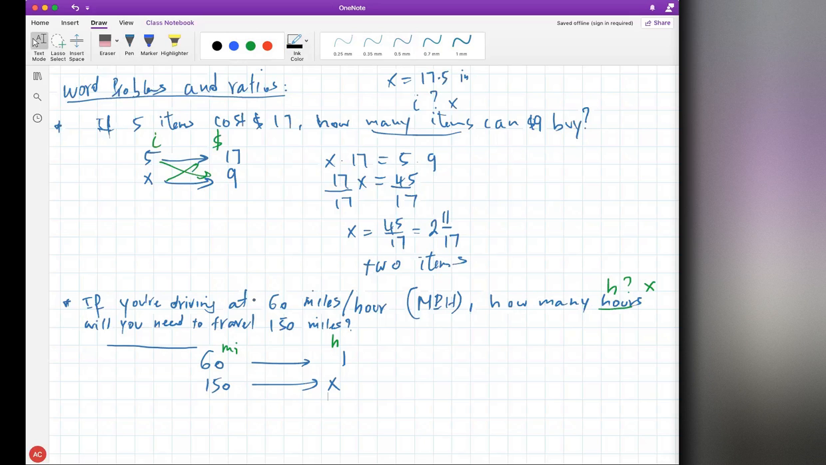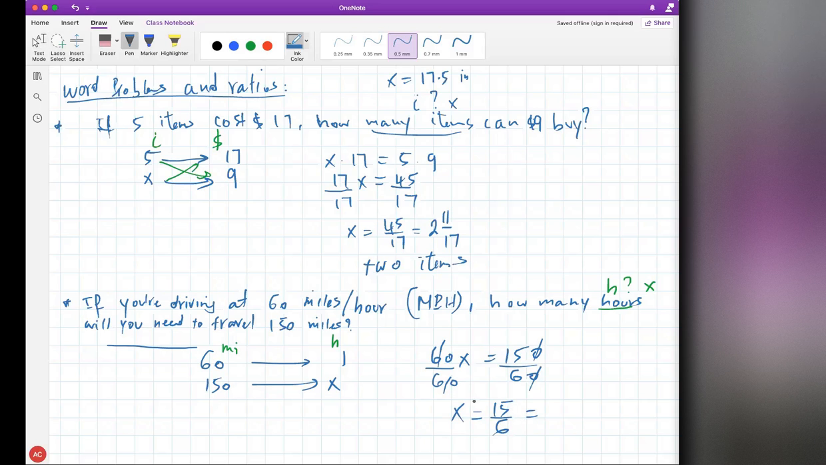And what do we do now? The equation: 60 times X would be 60X, equals 150 times 1. 60 times X is 60X, and 150 times 1 is 150. Solve that for X. X is equal to 150 over 60. We're going to divide both sides by 60, cancel these, and X is this. We cancel this and this: 15 over 6. And reduce your fraction.